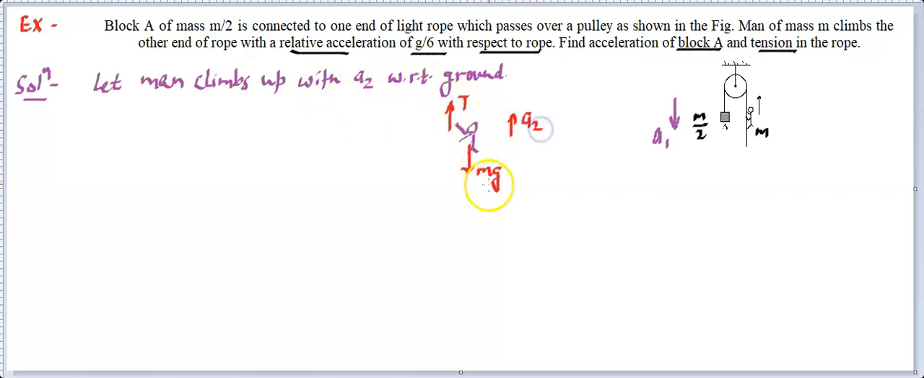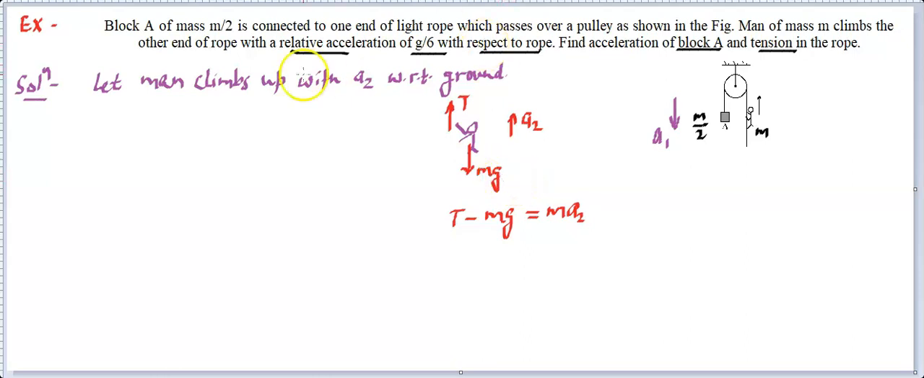So the Newton equation for this is going to be T minus mg. Since a2 is upside, I'm writing T minus mg is equal to ma2. That is for the man, or the person who is climbing up.